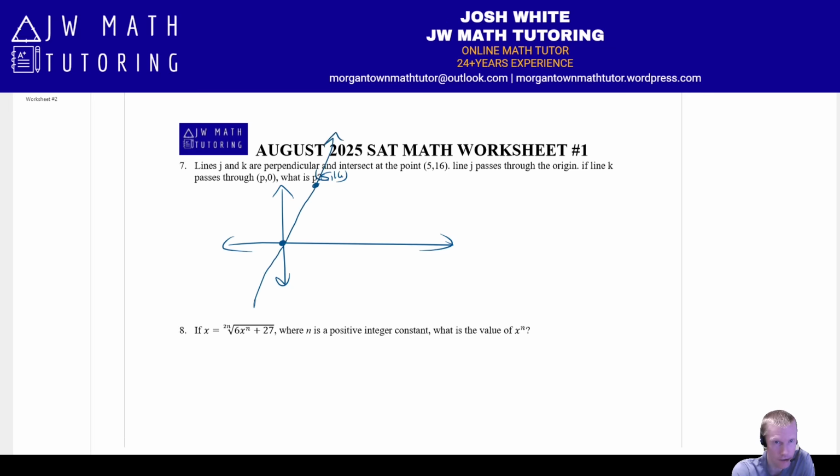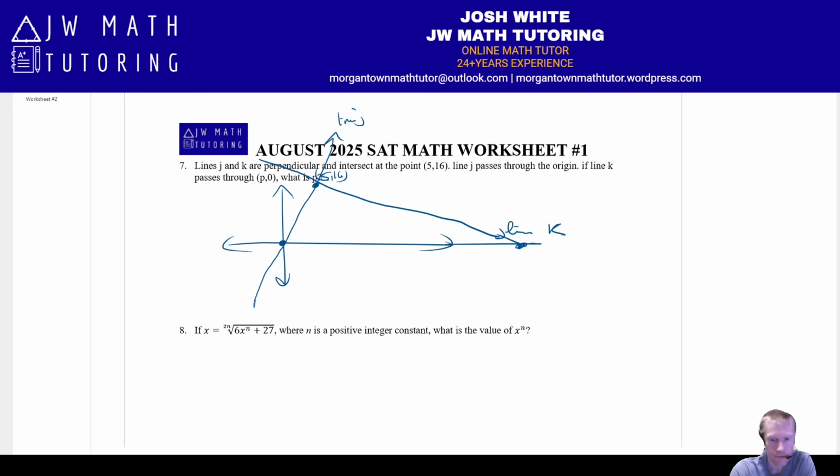So this is line J. Then you have another line which is perpendicular to it, so it's going to look something like this. This is line K, and line K passes through P, 0. Notice that this is really the x-intercept point because the y-coordinate is 0. They want to know what is the value of P. In other words, what is the x-coordinate of the x-intercept is what they're looking for here.